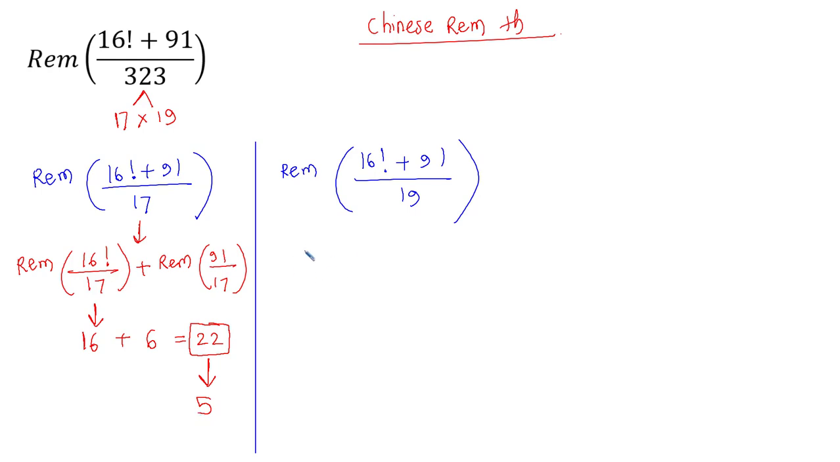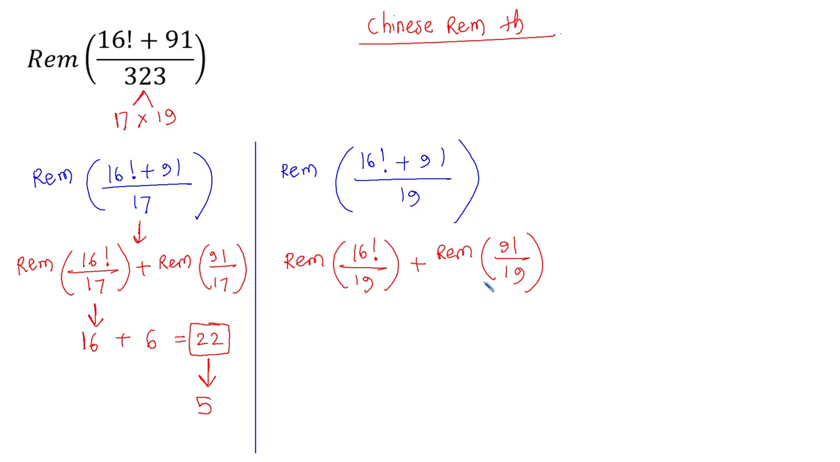Now over here, the remainder of 16 factorial plus 91 is divided by 19. First of all, we need to find the remainder of 16 factorial divided by 19, plus the remainder of 91 divided by 19. So 16 factorial when divided by 19, 19 is a prime number. 19 minus 3 is 16, so p minus 3 factorial divided by p, where p is a prime number.